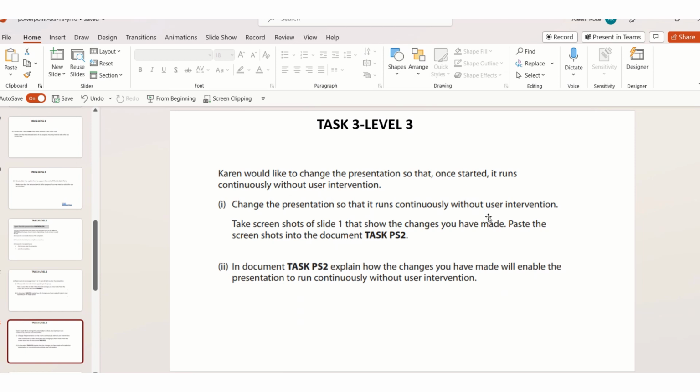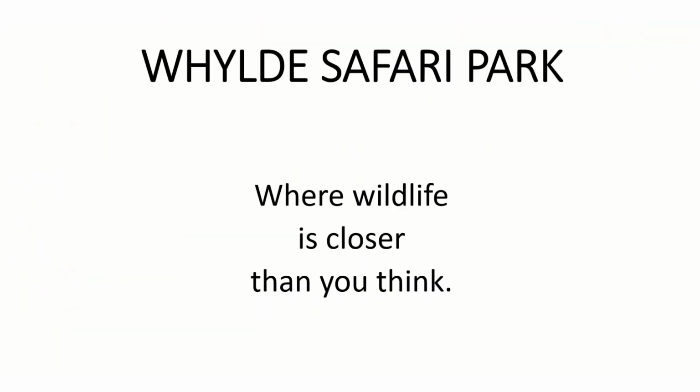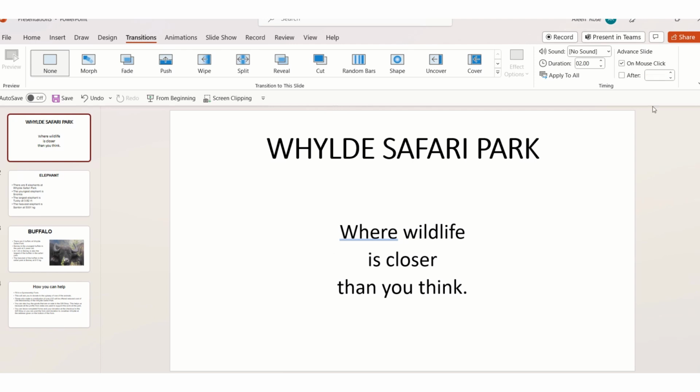Change the presentation so that it runs continuously without user intervention. What will you do here? Suppose I'm not making another one. I will just show with the one we created. This slide should run automatically without any intervention. You don't have to click the mouse or press the keyboard. So what you do, transition, after, no need for mouse click, after. I will put 4 seconds, after 4 seconds, and then here apply to all.